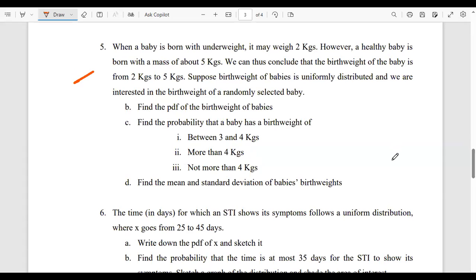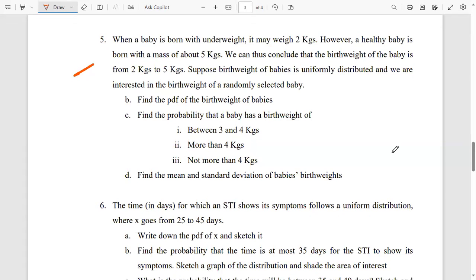Okay, so let's continue with question number 5, which is on the uniform distribution. We are done with the questions for normal distribution. We are now looking at the questions for uniform distribution.